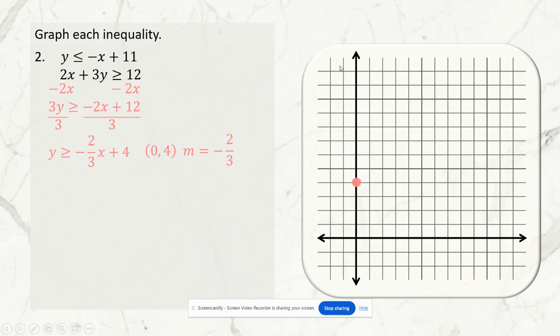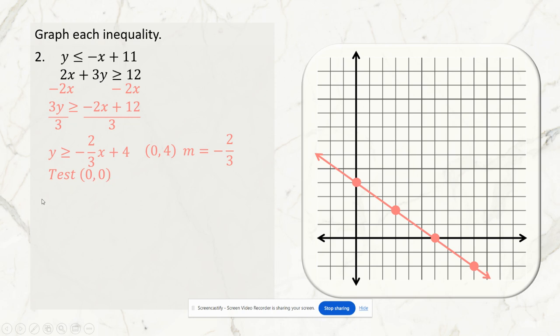0, 4 is right there on our y-axis here, and our slope is negative 2/3. We're going to go down 2, right 3, down 2, right 3, down 2, right 3, okay? So there's our dots right there. Now, we know this is going to be a solid boundary line because it's greater than or equal to. It's got that line underneath it, so it's going to be a solid boundary line.